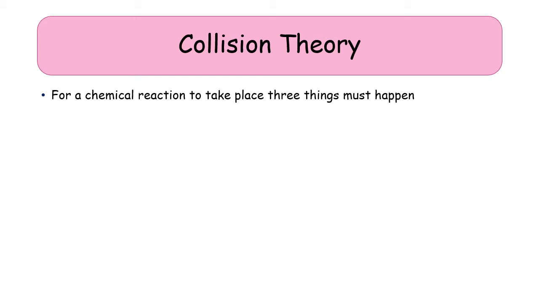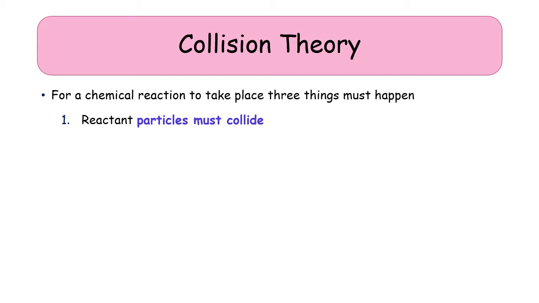And for a chemical reaction to take place, there's actually 3 things or 3 conditions that must be in place. The first is that the particles must collide with one another. However, not every time 2 chemicals collide with one another will that result in a reaction. In fact, the majority of the times, the 2 chemicals will actually just bump off each other without a reaction happening.